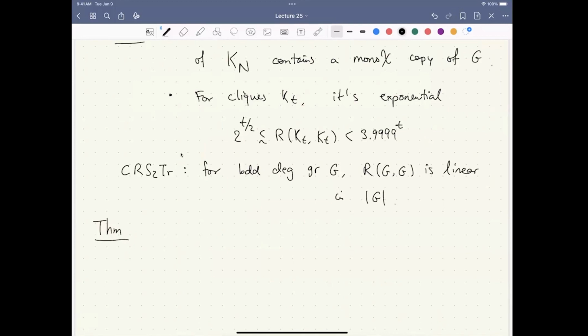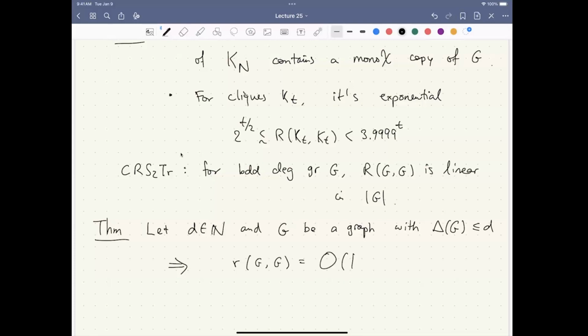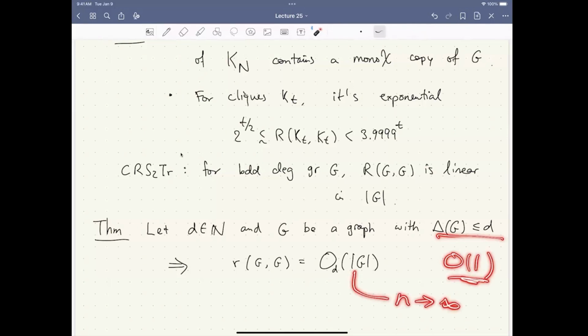Here's the theorem. Let D be a natural number, which will be the maximum degree of our graph G, and G be a graph with maximum degree D. The conclusion is that the Ramsey number of G is linear in the order of the graph G, where this constant of course depends on maximum degree D. So think of this as a constant, whereas n, the order of G, goes to infinity.